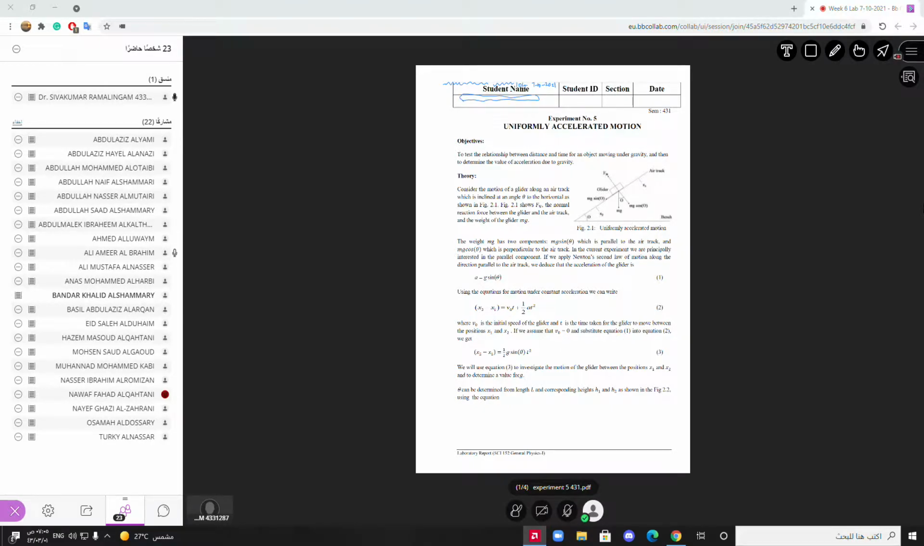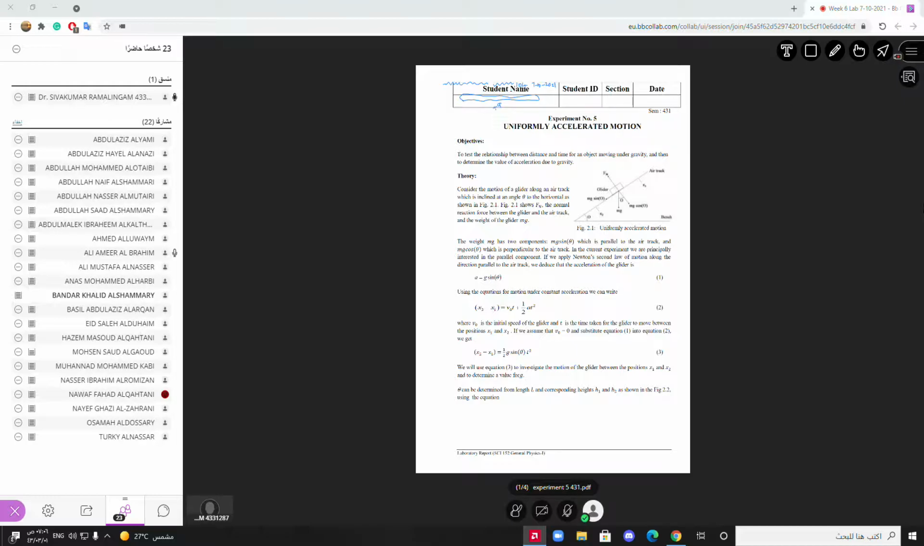Now let me explain this again. Then we will get into the actual experiment. Uniformly accelerated motion. Accelerated, you know the meaning of that.